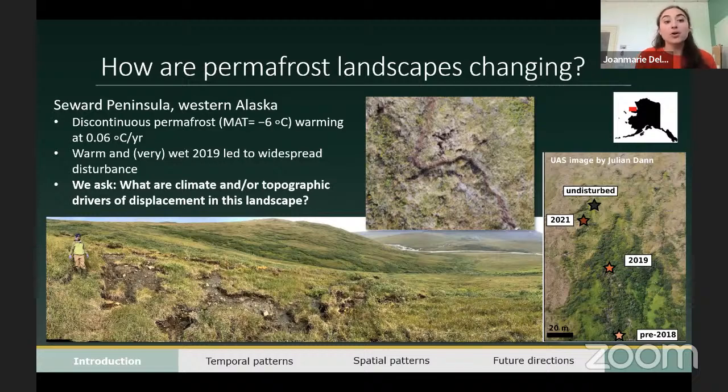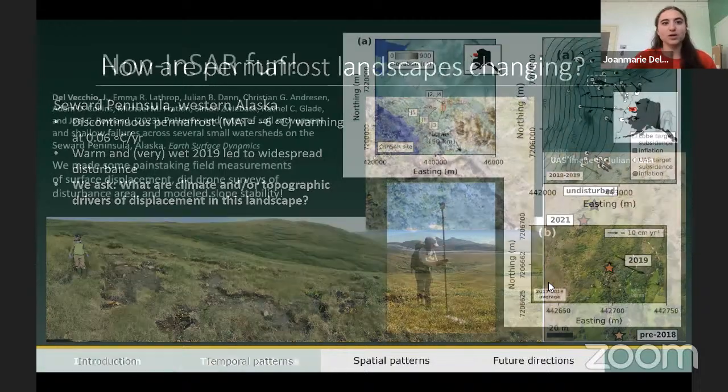We wanted to know, what are some of the climate or topographic drivers of some of these big disturbances in this landscape? Can we attribute some of these slope failures and new gullying and incision to warming, or is it just slopes doing slopes? Maybe it has to do with rain more than temperature, or maybe these are just threshold landscape positions that are going to erode no matter what. So those were some of the questions that we were trying to tackle with this work.